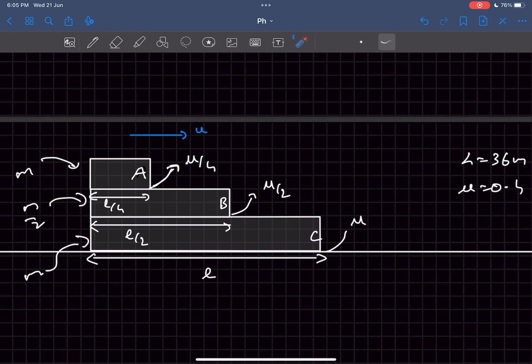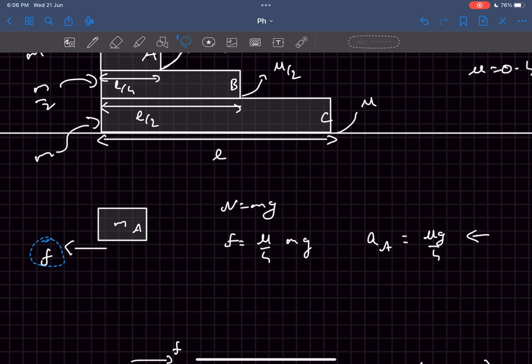So after some time, as A moves faster, relative to B, A reaches a point after which it topples about the block B, right? And we are required to find that time t at which that happens. Okay, and for that purpose, we need to find the accelerations of block A and block B. So for that, we have to draw the FBDs.